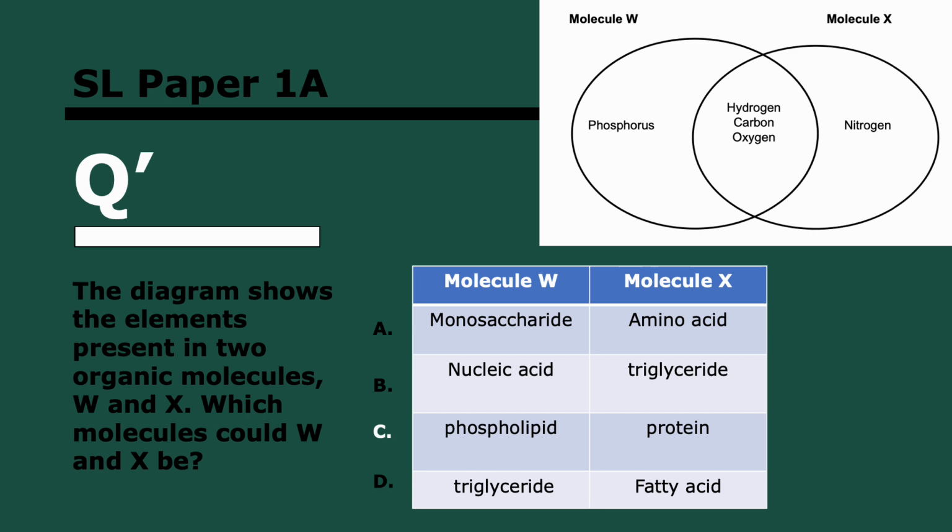So the answer is C. Why? Okay, so you need to look at both of them, right? So in A, monosaccharides do not have phosphorus. So even though amino acids can have nitrogen, actually they all have nitrogen, right? Because monosaccharides don't have phosphorus, A is incorrect. B, same thing. Triglycerides don't have nitrogen, but nucleic acids do have phosphorus. But again, incorrect. And D, triglycerides do not have phosphorus, okay? And fatty acids also don't have nitrogen, so that's completely false. However, C is correct.